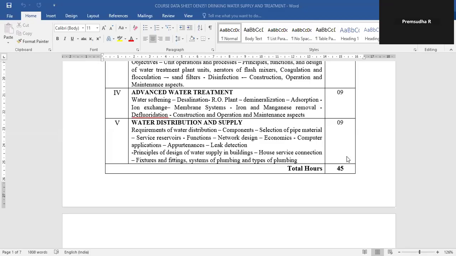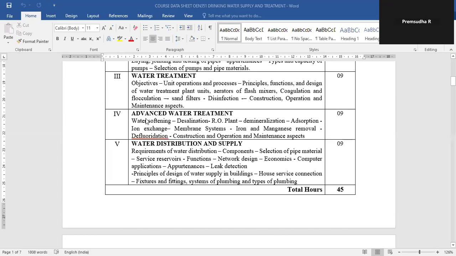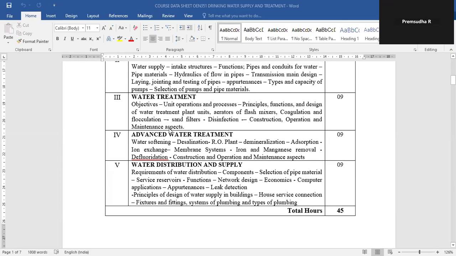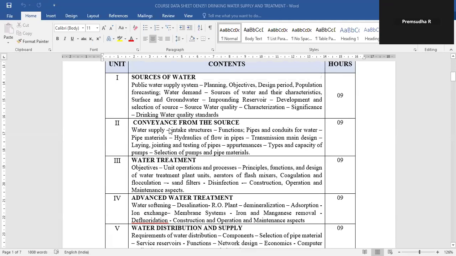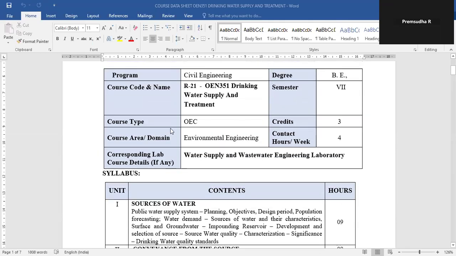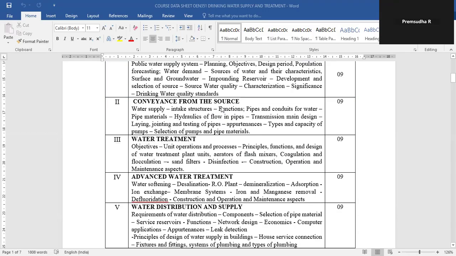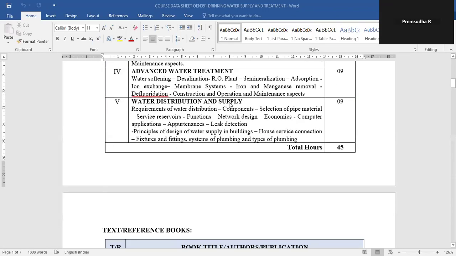Good morning, students. Today I'll start the fifth unit for final year, Drinking Water Supply and Treatment, OEM 351. So, water distribution and supply.